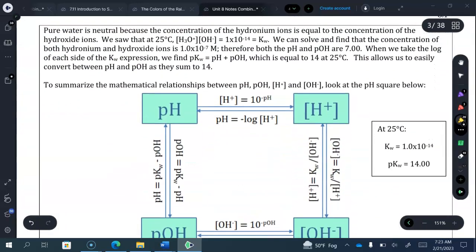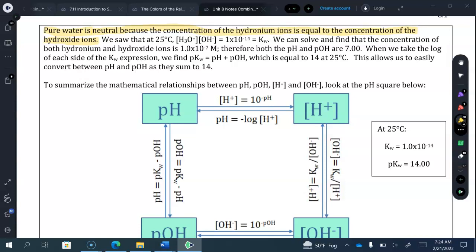Pure water is neutral because the concentration of hydronium ions is equal to the concentration of the hydroxide ions. So whenever you see pure water, it is neutral because of those two things. And this is due to the self-ionization or auto-ionization of water. It auto-ionizes itself, as discussed previously, and so when one water molecule takes a hydrogen ion from another water molecule, it's still going to produce the same amount of hydroxide and hydronium ions, like a 1-to-1 ratio.